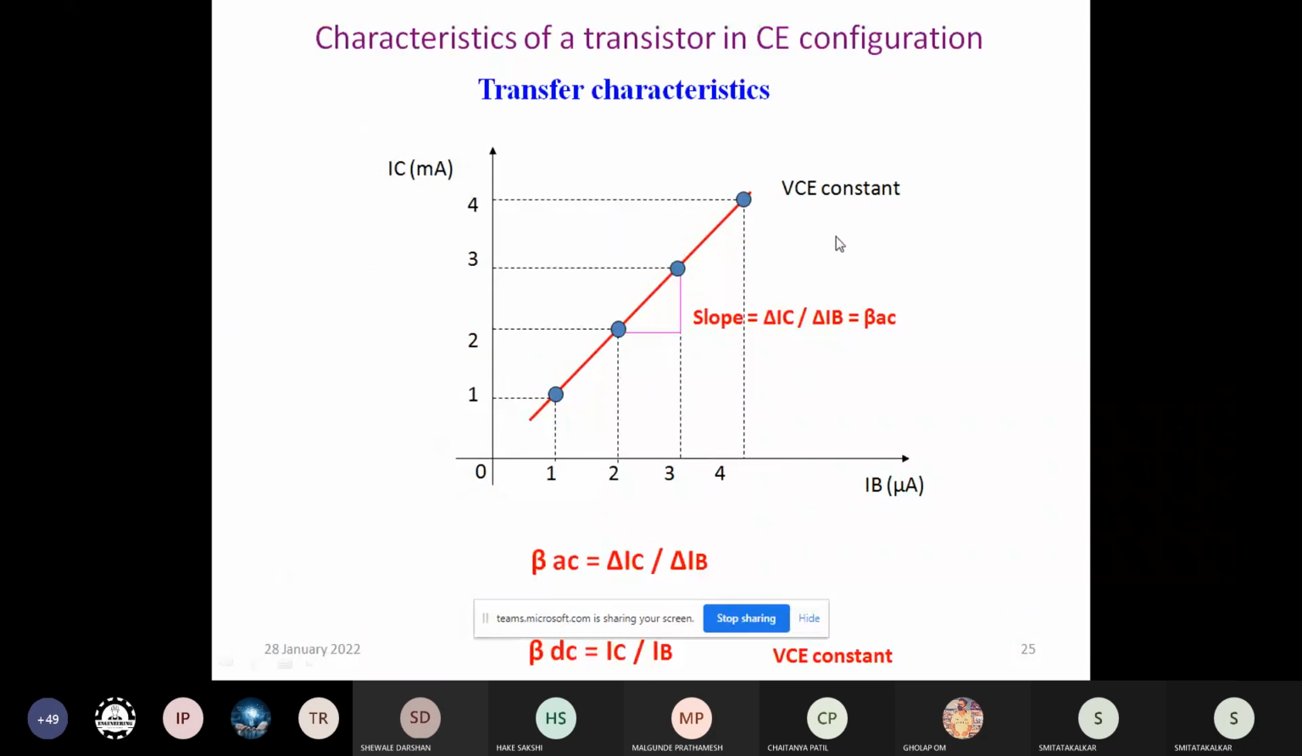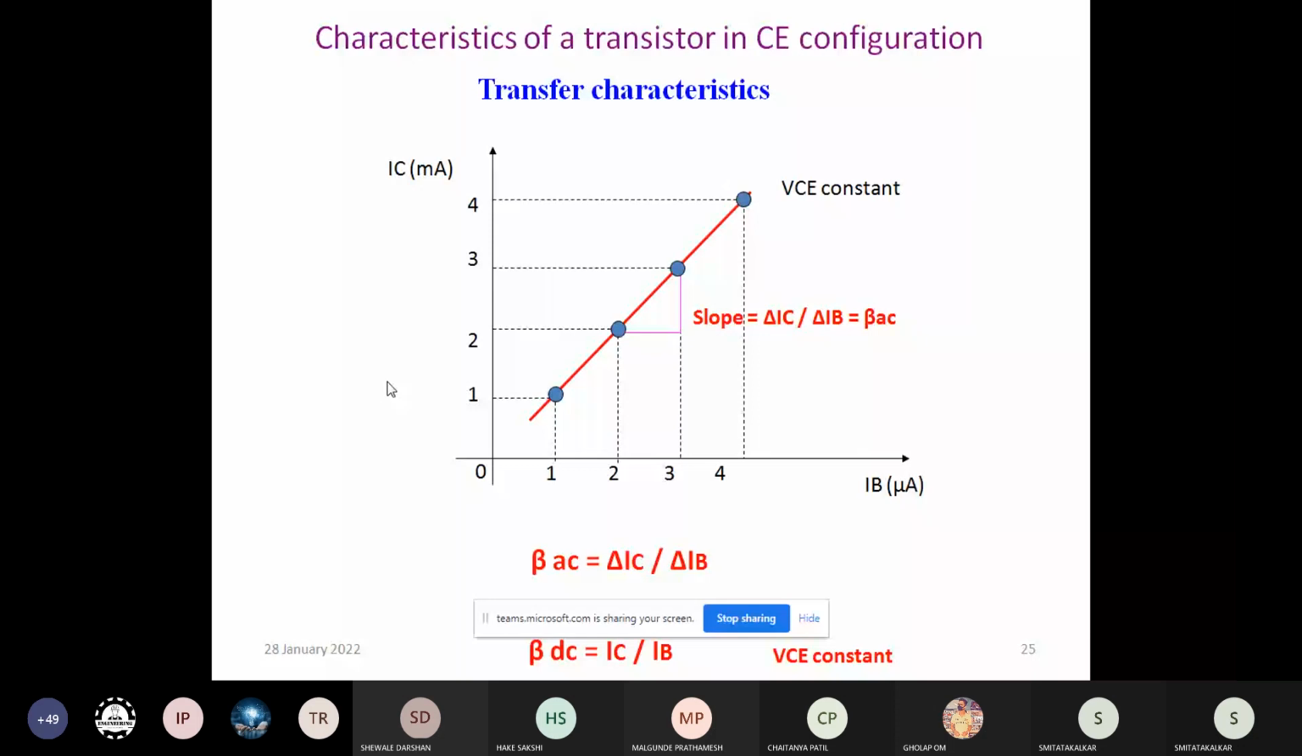Here from the slope, you can find out VCE constant, IC constant. In the CB configuration, we can find out alpha DC, the current amplification factor or current gain. Alpha DC is equal to collector current divided by emitter current, and beta DC is the collector current divided by base current.